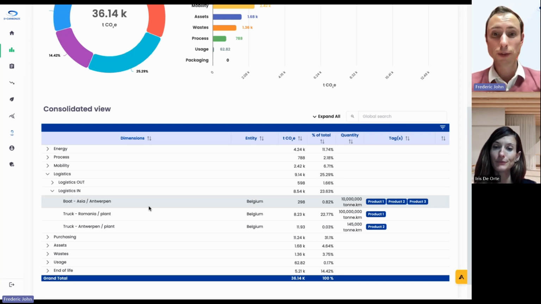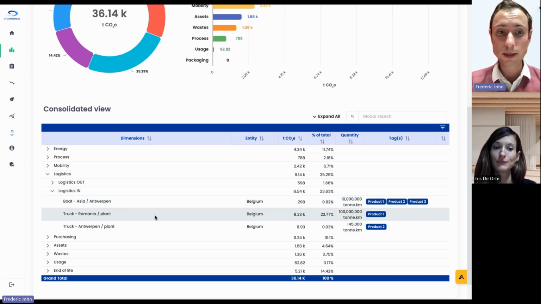And this is very powerful because in this case, we could immediately see that where we need to work to reduce CO2 emissions, it's definitely on the truck flow from Romania to the plant. So an immediate action could be to pick up the phone and call the logistics supplier and say, look, you represent 22% of my CO2 emissions. Can we sit together and think together what we can do to mitigate that? It will be in your benefit, but also in the benefit of the transport supplier, because he will also reduce his CO2 emissions.